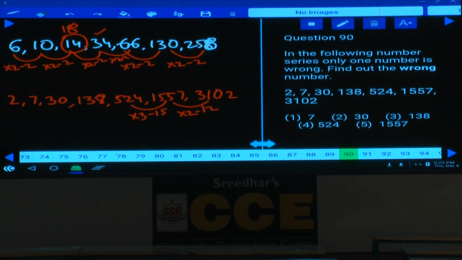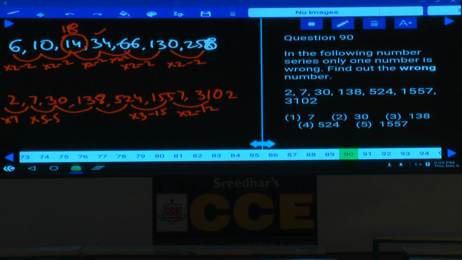Next one. Now 138 and 524. Any answer here? Then 2, 3, 4, 5, 6, 7 should be the number, isn't it? Now first we should multiply this one with what? Into 7. Next one, 2, 3, 4, 5, 6 and 7. Yes, are you getting any answer here? Now 7 and 30, how to express this one? 7 into 5 minus 5.